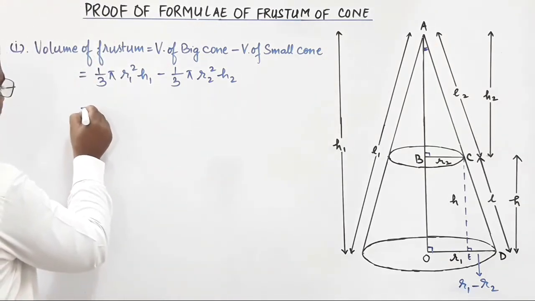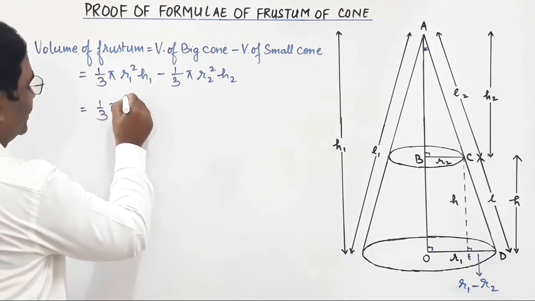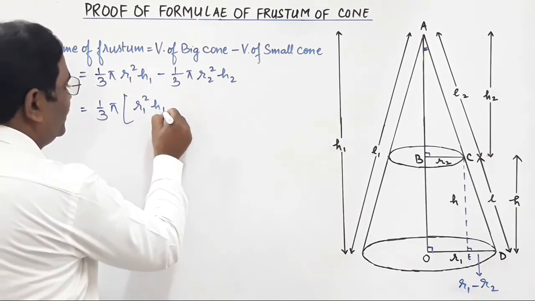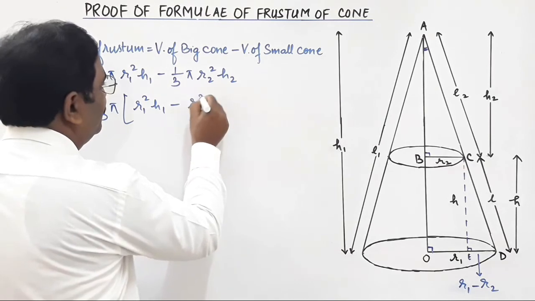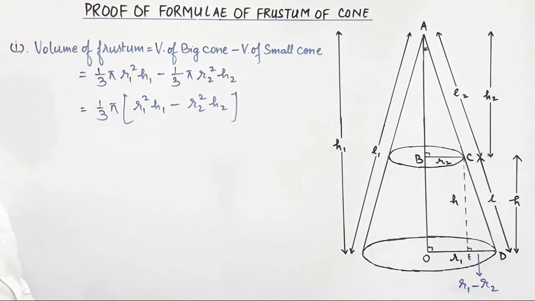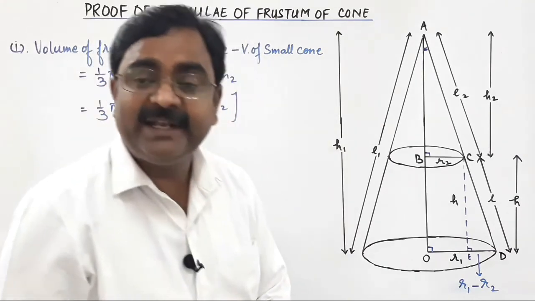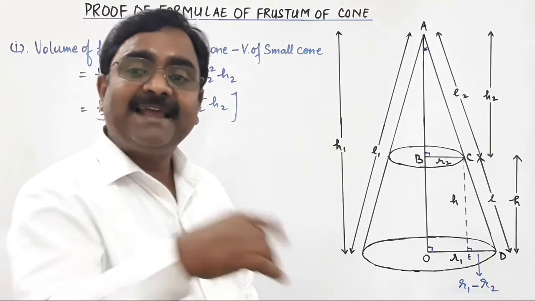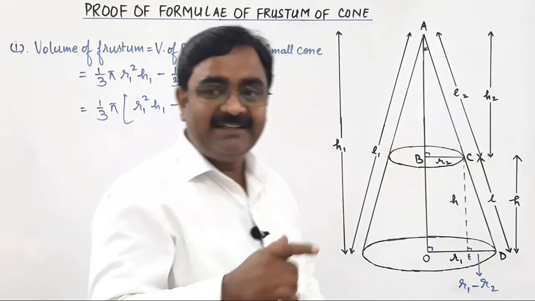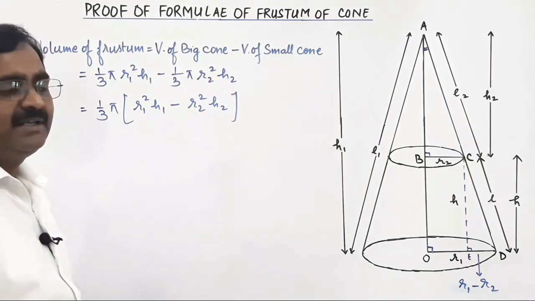So let us take the thing which is common in these two terms. What is common? 1/3 is common, pi is common. So pi common करते हैं. So you will get R1 square into H1 minus R2 square into H2. Right? अभी हमने आपको explain किया था the values of H1 and H2 with the help of the second and third equation. So those values we are going to substitute here in place of H1 and H2.